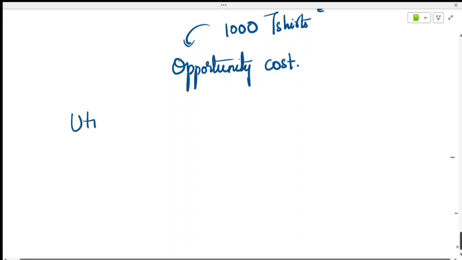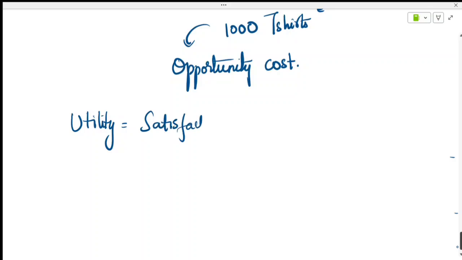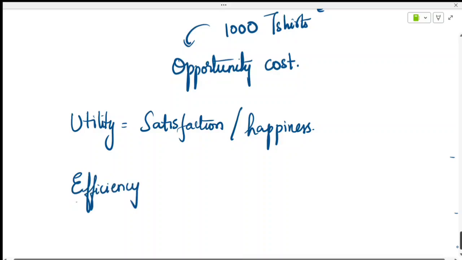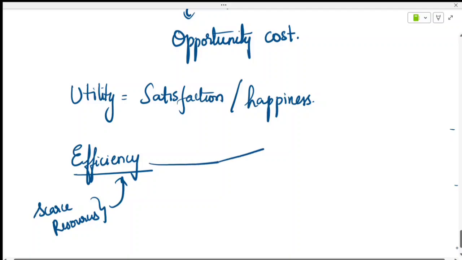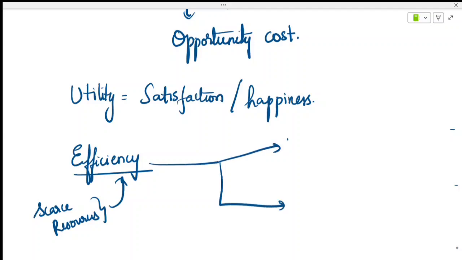Then, we have seen already, utility is called satisfaction or happiness. Then we have something called efficiency, right? Already we have scarce resources, right? So we have to use them efficiently. This efficiency is of two types: productive efficiency and allocative efficiency.